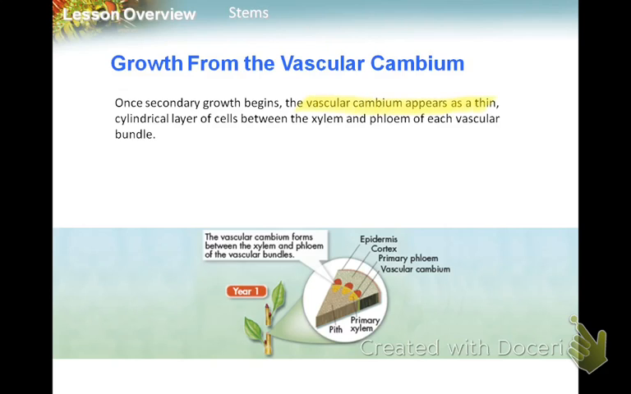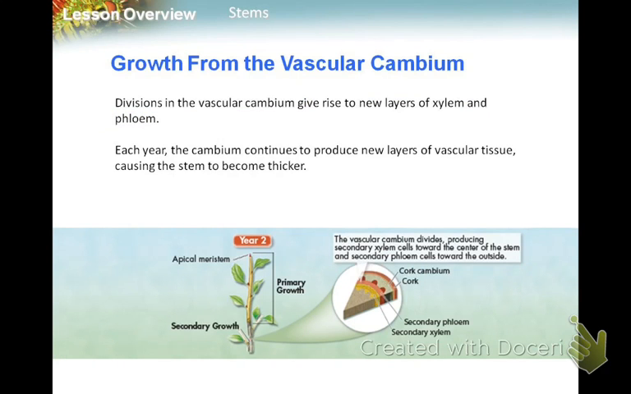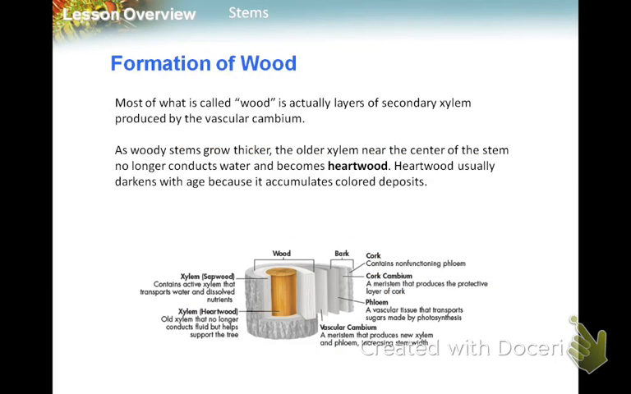So the vascular cambium is a thin cylindrical layer of cells between the xylem and the phloem of each vascular bundle. The cell division in the vascular cambium gives rise to new layers. So the cambium continues to produce new layers of vascular tissue, causing the stem to become thicker. So that's what you see in this area right here. What we call wood is actually xylem produced by the vascular cambium.